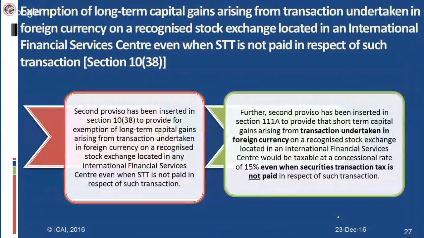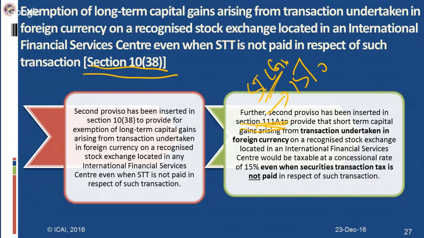Now, the next amendment relates to section 10(38). What does it provide? Exemption for long-term capital gains on sale of listed shares in a recognized stock exchange, because securities transaction tax has been paid on that. Where STT has been paid, the long-term capital gains arising from sale of such shares, which have been held for more than 1 year, will be exempt under section 10(38). Likewise, under 111A, short-term capital gains, if held for less than 1 year, attract a concessional rate of tax at 15% under 111A, on transfer of listed shares in a recognized stock exchange on which STT is paid.